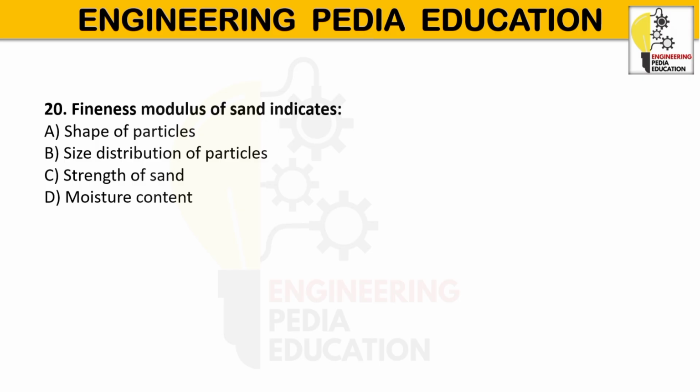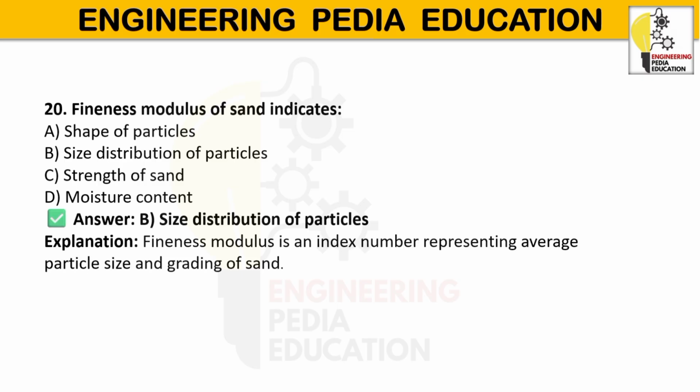Fineness modulus of sand indicates shape of particle, size distribution of particle, strength of sand, moisture content. Fineness modulus indicates the average particle size of coarse or fine aggregate. Higher fineness modulus, aggregate is coarser. Lower fineness modulus, aggregate is finer. So the correct answer is size distribution of particle.